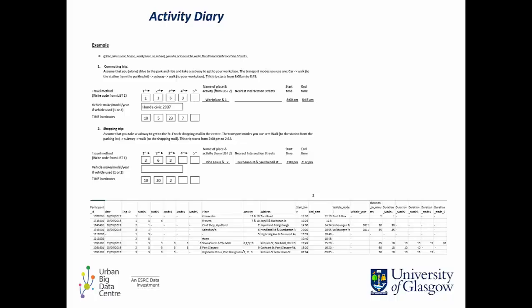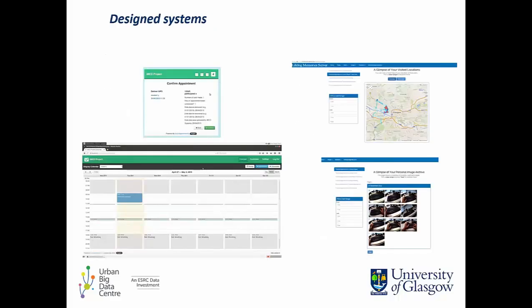Also with the sensor project, apart from the GPS device and the light logger, we asked people for some ground truth data. So we needed something to verify what sort of data was collected via the GPS device and light logger. So we asked people to fill in their activity diary where they told us what they did on the first day of their survey.